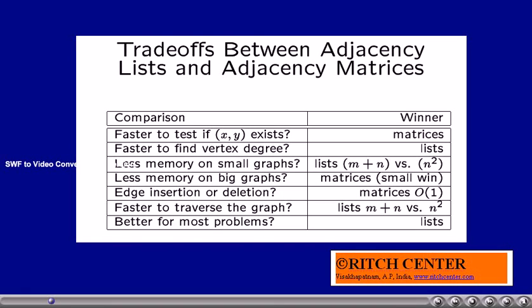Insertion and deletion of edges is comparatively easy in the adjacency matrix approach compared to the adjacency list. However, traversing the graph is easy in the case of an adjacency list compared to an adjacency matrix. There are many other applications where adjacency lists are preferred over adjacency matrices, which we may discuss in the following slides. So this is a nutshell comparison of adjacency lists and adjacency matrices of graph representations.